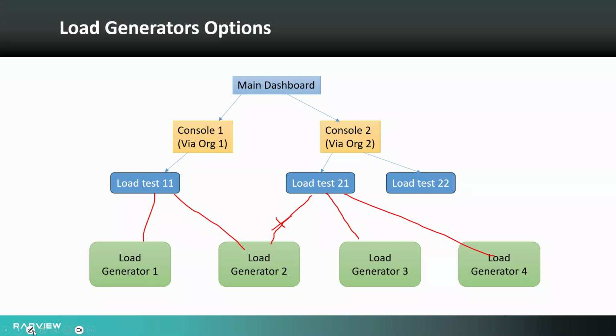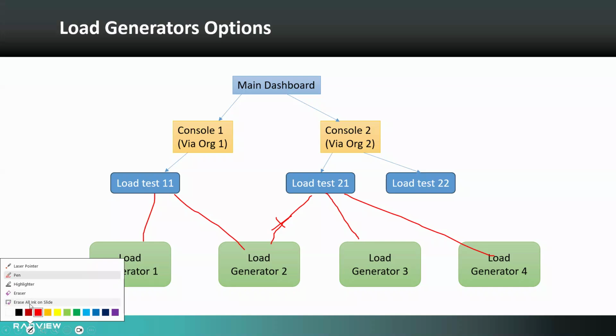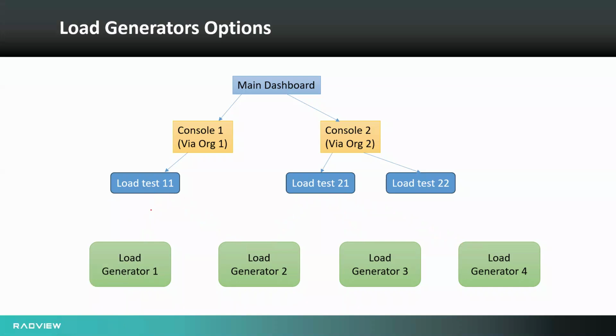So what this new feature is about is that it automatically allocates the load generators for the test. If this test runs and needs two load generators, it will allocate this one, and it would be marked as busy, and then allocate that one.